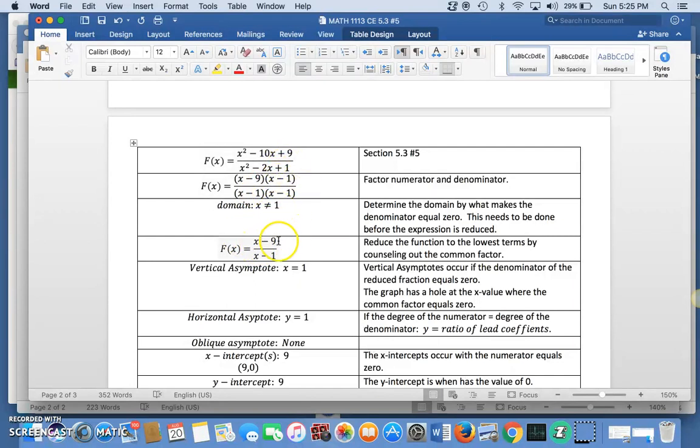So you end up with x minus 9 over x minus 1, but you will have a vertical asymptote at x equals 1. Because this is kind of what you're looking at this point. Horizontal asymptote, even powers, lead coefficients 1, 1 divided by 1 is 1, and there is no oblique asymptote.